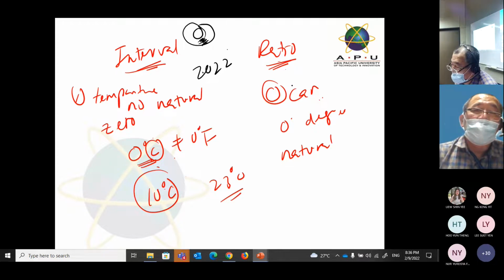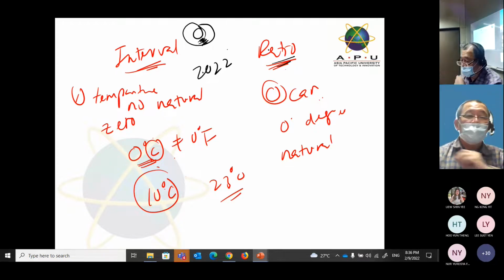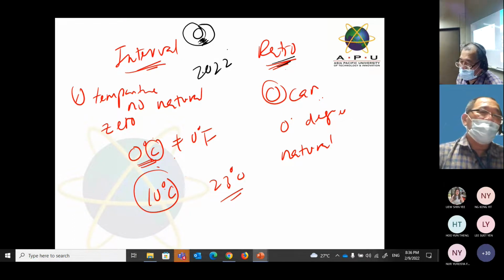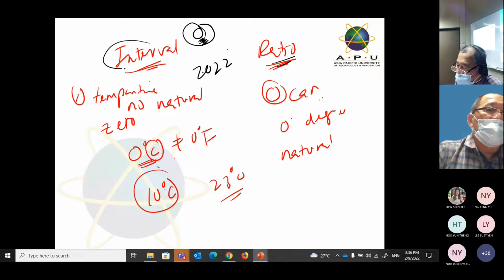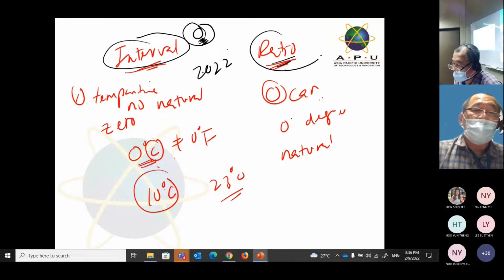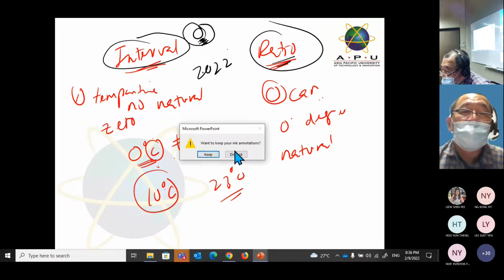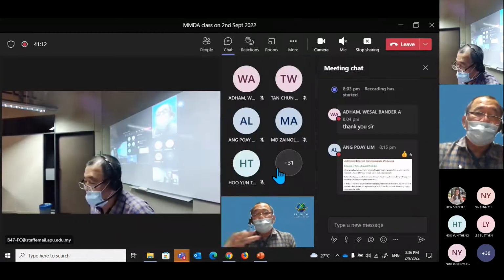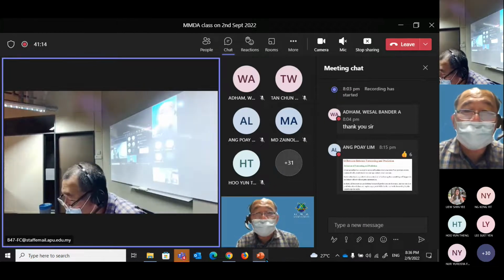Compared to ratio. But we seldom use interval. Therefore, it is not too important actually. We focus more on the ratio. Any question?